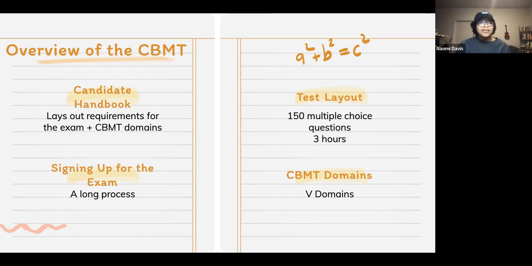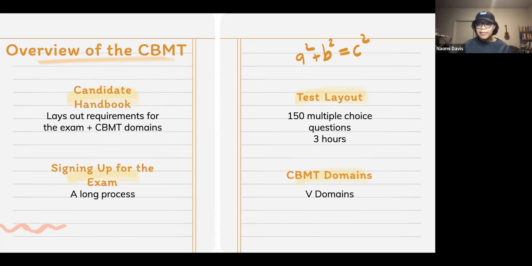So I recommend really taking some time to read through it, just so that you have a bit of an idea of exactly what it is that you will be walking into. And then also, it has the blueprint for what you should study. Not necessarily how you should study, but what you should be studying. And those are the CBMT domains.